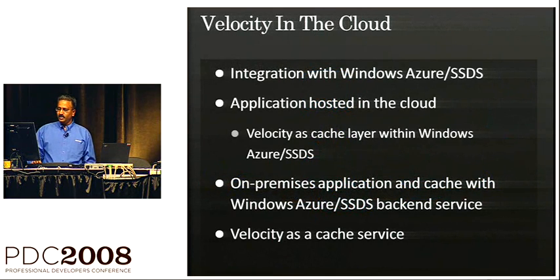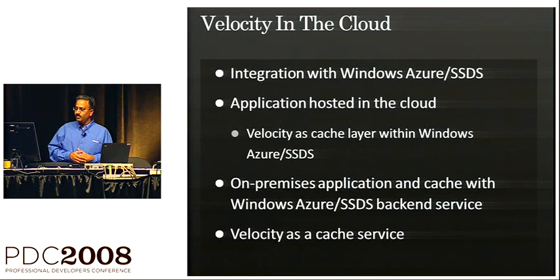Some other futures: Velocity in the cloud. What is our thinking on the cloud? Again, we are working with the Azure team and SSDS. There are 3 scenarios that we think are possible. One is an application hosted in the cloud itself. An ASP.NET application can already be put in the cloud, so where does the cache live? The other is that my application is on-premise, but I want to access an Azure service. And finally, Velocity as a cache service itself.